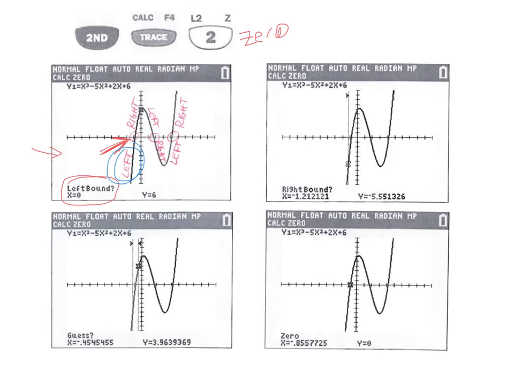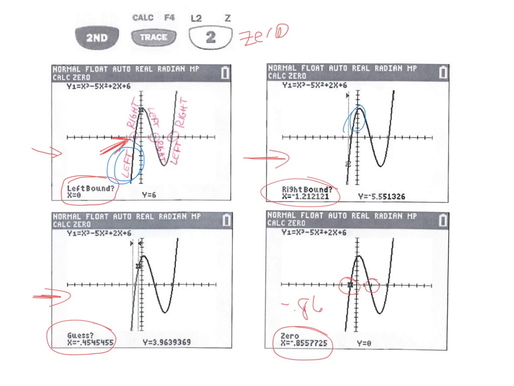Now go to the second little screen. It's asking for right bound. So I need to move my cursor somewhere to the right of the 0 and hit enter. And then the third screen, it's going to ask guess. Anytime the calculator asks you to guess, you just go ahead and hit enter. And then the final screen gives you that 0. And let's just round to 2 places. So this first 0 is at negative 0.86.